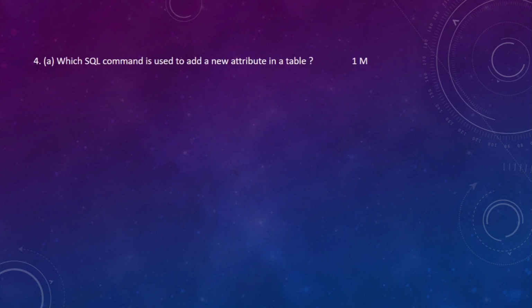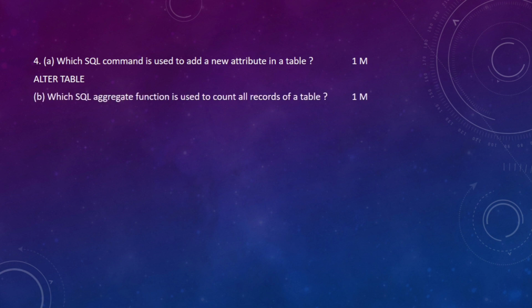Right. Now we come over to the section C. Section C is MySQL. Which command is used to add a new attribute in a table? So alter table is the command which is used to add a new attribute or a column. Which SQL aggregate function is used to count all records? Count, so count star.